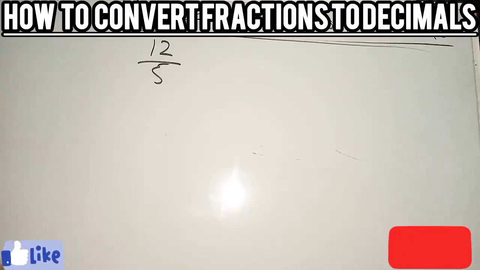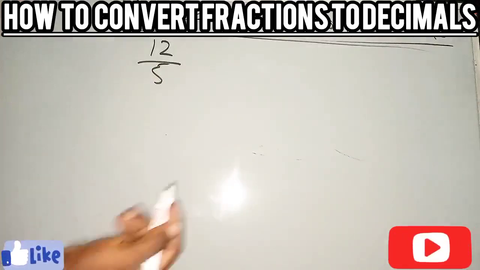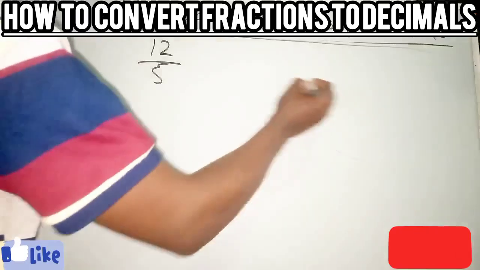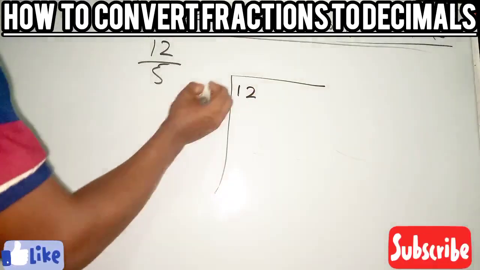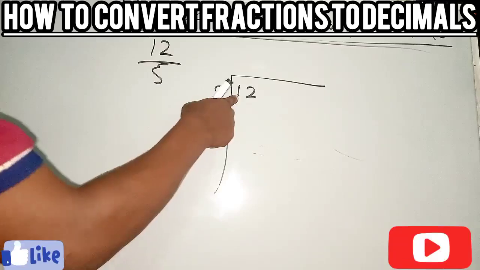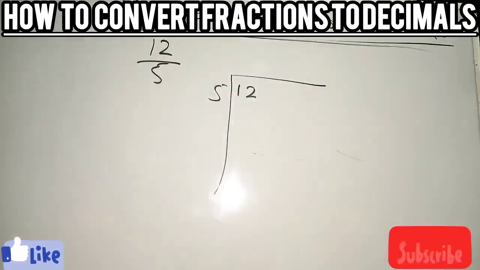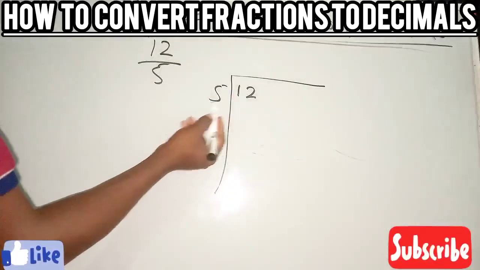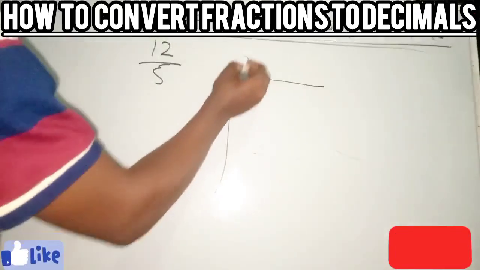All right, so welcome back. We are going to solve this together. You are having 12 over 5 to send to decimal column. So you bring your bar again. Your 12 is going to be inside, and your 5 is going to be outside here. How many times can 5 go into 1? 5 cannot go into 1. So what do we do? We attach the second digit to make it 12. So how many times can 5 go into 12? 5 can go into 12 2 times.